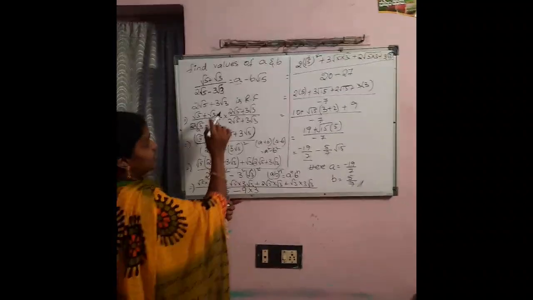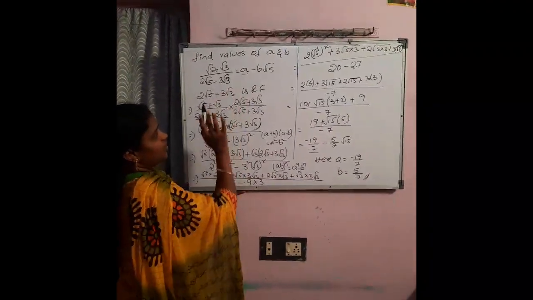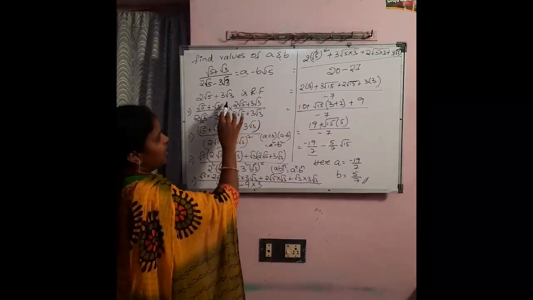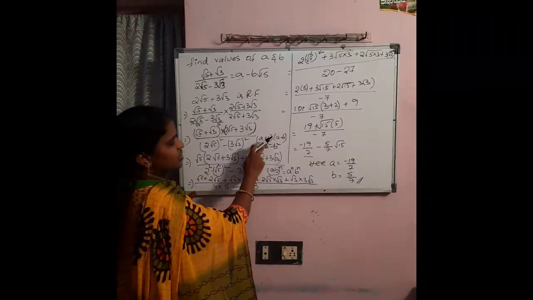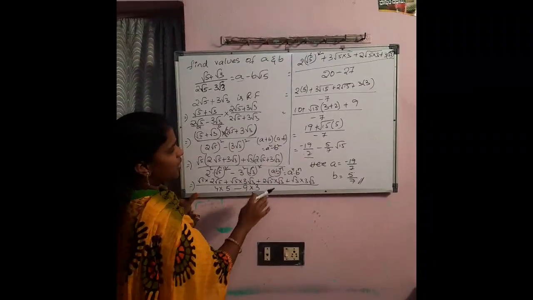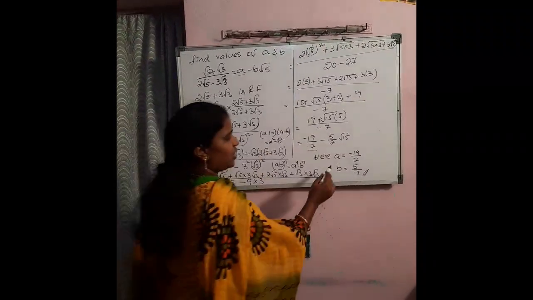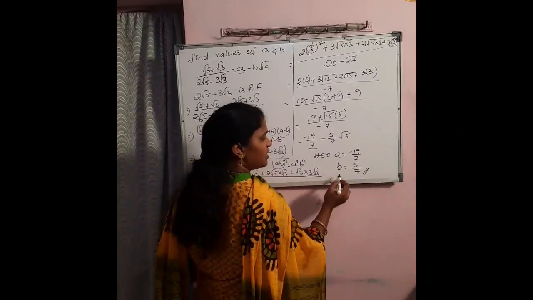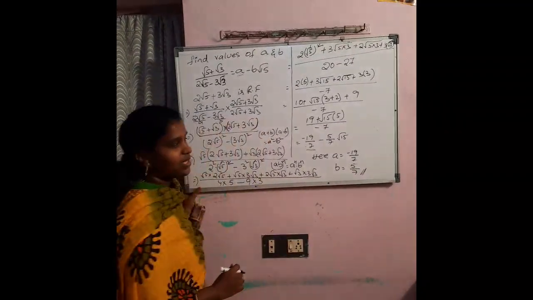What we have done: first we rationalized the denominator value with the opposite sign. After rationalizing, by using some exponential forms, we solved the problem. We got the A value as minus 19 by 7 and B value as 5 by 7.